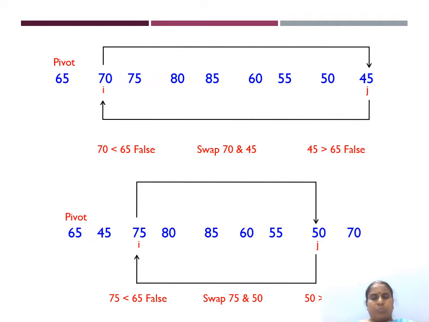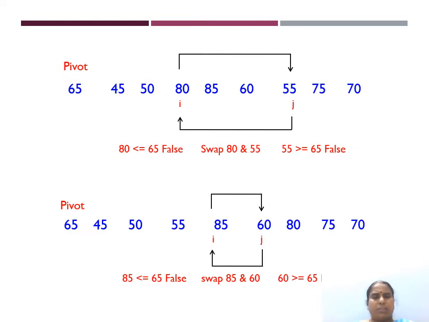And why we are making the swapping is because smaller value should be on the left hand side and larger value should be on the right hand side. So that's why we are making the interchange. So 75 and 50 are swapped now. This is the second step. So now we will move to the third step.